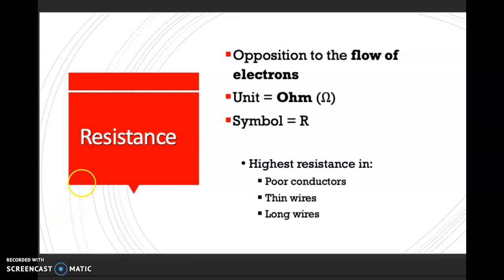Now with resistance. Resistance is any opposition to the flow of electrons. You can have a lot of resistance if you put in a poor conductor.